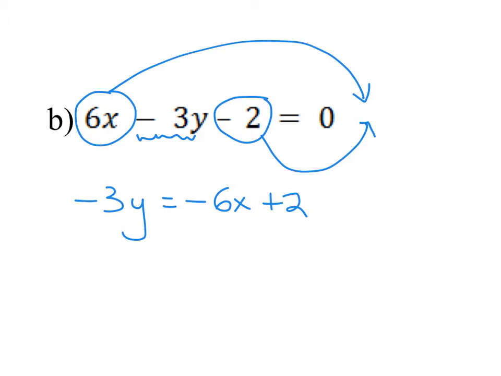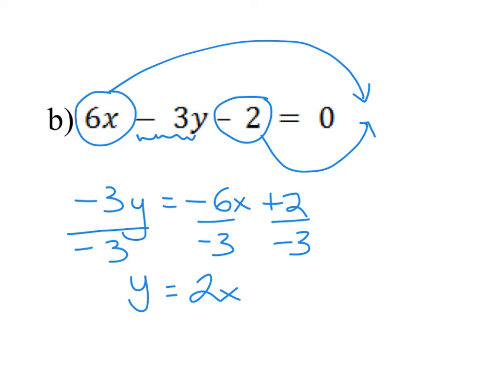Again, we have a coefficient in front of our y that's not a 1, so we'll have to divide every term by that coefficient, by that negative 3, in order to remove it. Negative 6 divided by negative 3 is positive 2. And then positive 2 divided by negative 3 is negative 2 over 3. Or you could write the decimal value.